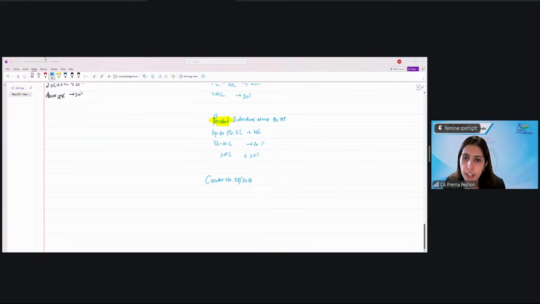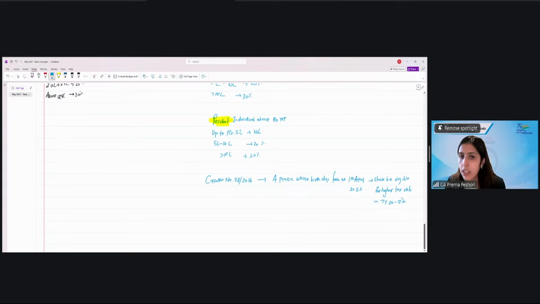So, this circular is clarifying that a person whose birthday falls on 1st April shall be, or we can write here 20 and 27, eligible for higher tax slab in the tax year 26-27 itself.